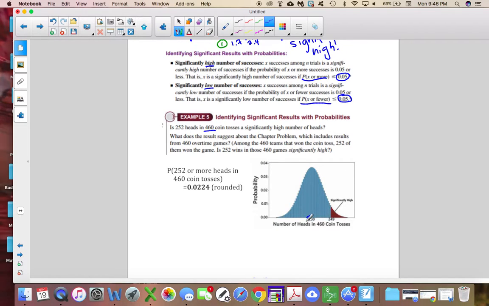We should expect that approximately somewhere close to 230 heads will show up, okay? Because there's a 50-50 chance of getting a head and tails. So 50% of them should come up heads. Is it going to be exactly 50%?